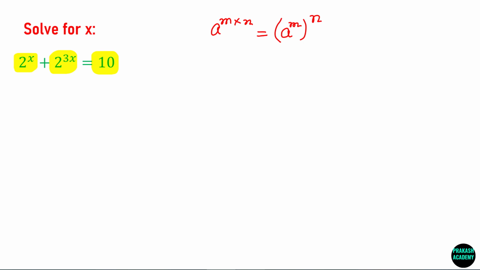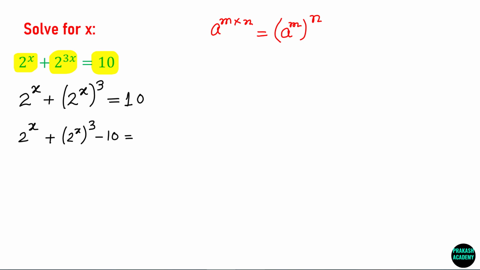This means now I can write the first term as it is, and 2 raised to the power 3x can be written as 2 raised to the power x, raised to the power 3, because these exponents get multiplied. If you multiply these two exponents, this is 3x, that is the same thing. Now this is equal to 10. Let us take 10 to the left hand side, so I will have 2 raised to the power x plus 2 raised to the power x raised to the power 3 minus 10 is equal to 0.